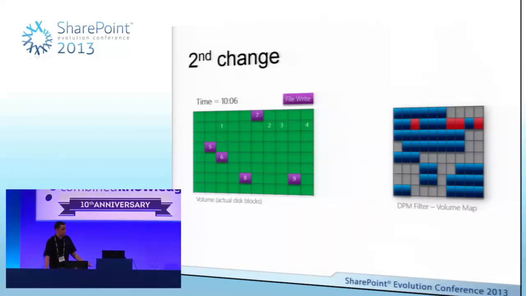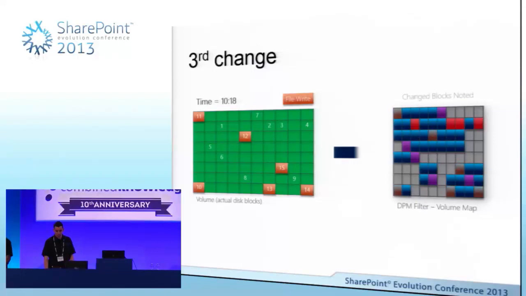Again, at 10:06, for example, the same thing happens. Another file changes, so we make the changes on the disk, and we flip the bits in memory, extremely efficient, on the server that we're protecting, not on the DPM server at this point, remember. Again, a third change happens at 10:18. We make the change, we flip the bits, and it continues as we continue to make changes.